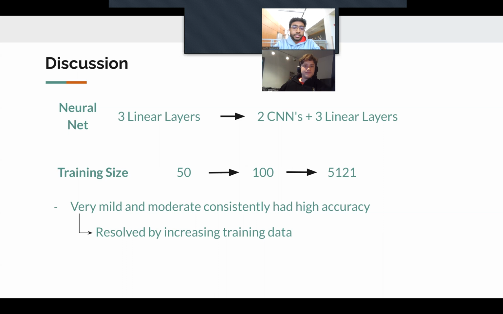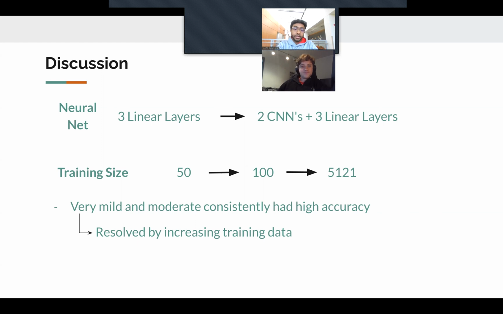So to talk about what we changed with our model from start to finish, our initial neural net consisted of 3 linear layers. And as I mentioned, our current model consists of 2 convolution neural networks plus the 3 linear layers. The addition of the convolution networks definitely helped increase the efficiency of our model, especially since we had such a high training data size, and it definitely would have taken a couple days to run with just linear layers. We also increased the training size. We initially trained the model with 50 and then proceeded on to 100, and then ultimately ended up using our entire data set.